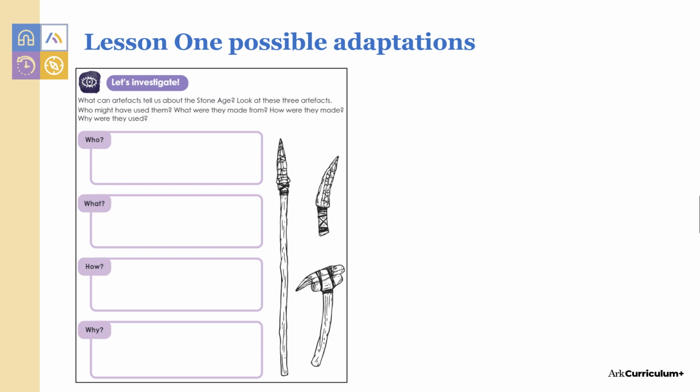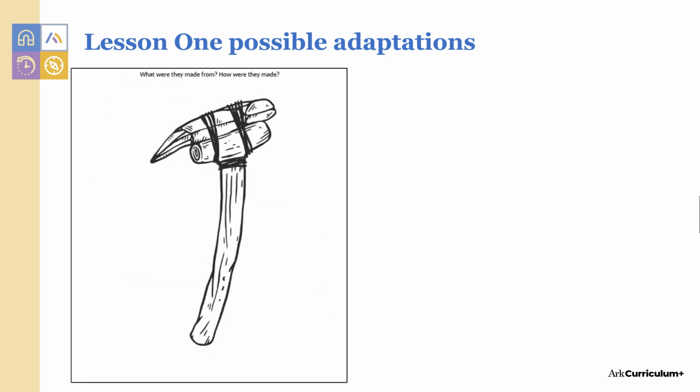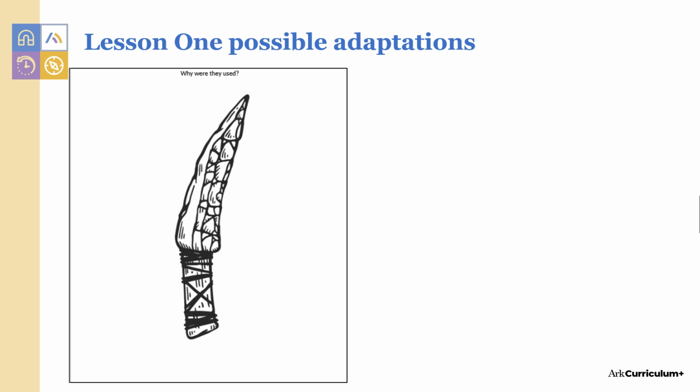For this activity, the unit planning guide suggests using, if possible, 3 replicas of Stone Age tools. If you don't have access to any, the lesson provides an additional resource with 3 Stone Age artifact images. For this activity, pupils should answer the who, what, how and why questions based on what they can infer about these artifacts. At this point in the lesson, pupils will have already learnt about the meaning of prehistory, its 3 main eras, and what an artifact is.